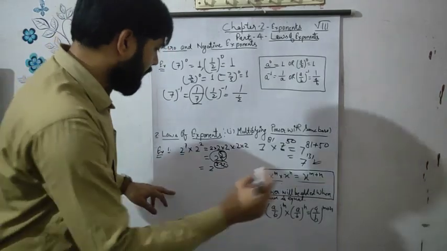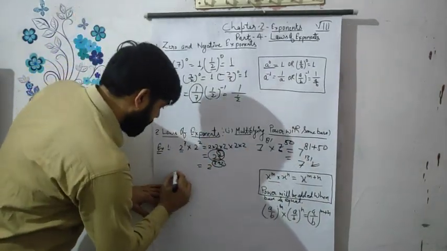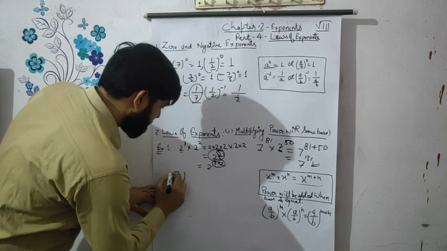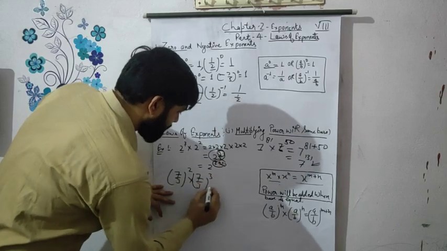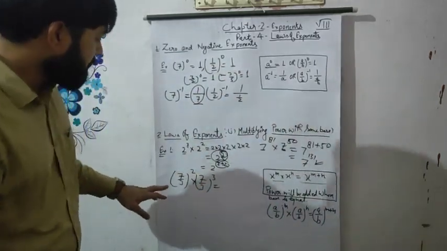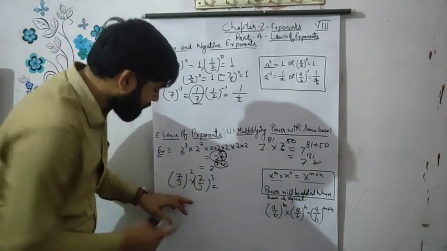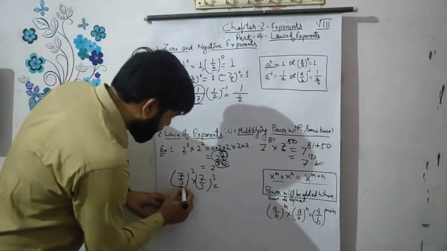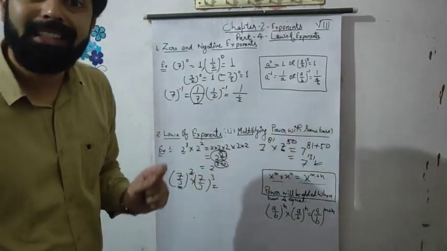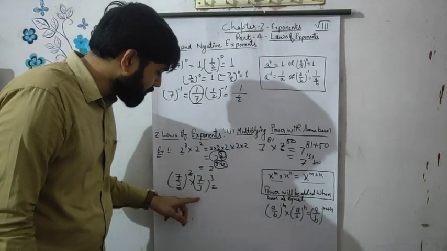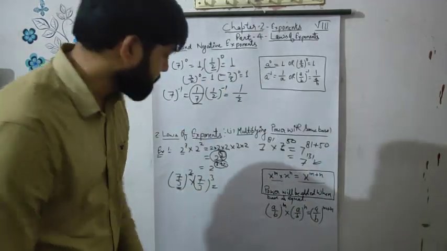So that is the first law, and we also take another example with a rational number. 7 upon 3 power 2 multiplied by 7 upon 3 power 3. Look here, firstly we match the bases. 7 upon 3, and which one is the base? This is the base and this is the power, and this is called the exponential form. 7 upon 3 raised to the power 2 and 7 upon 3 raised to the power 3.